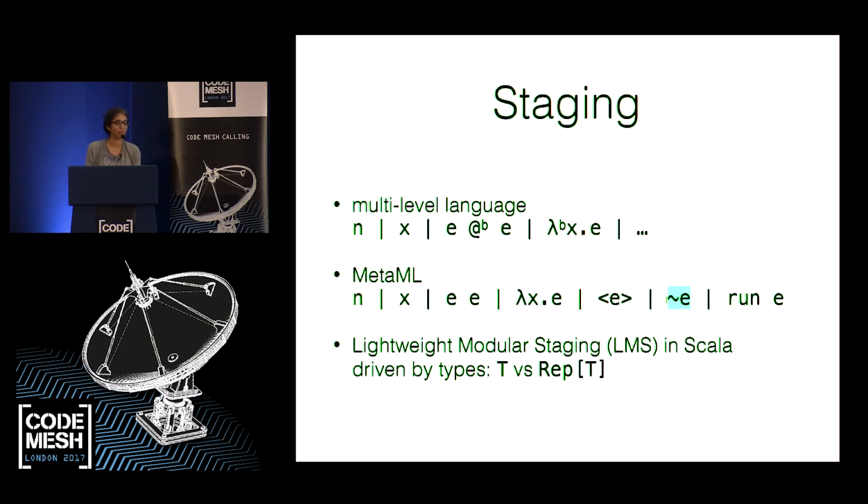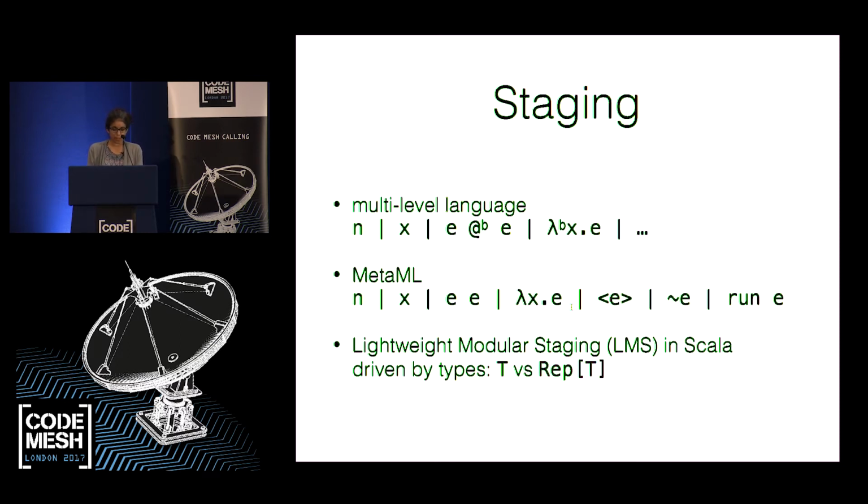So this should be familiar to people that are used to Scheme quotations. And then you have a way to run code as well. And then in Scala, in the lightweight modular staging framework, we make this distinction between code generation time and generated code time by using types. So if you have a type T, it means execute now during code generation. And if you have a type Rep of T, it means generate code to execute later.